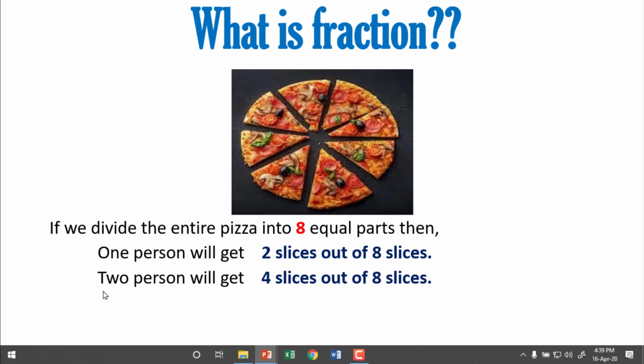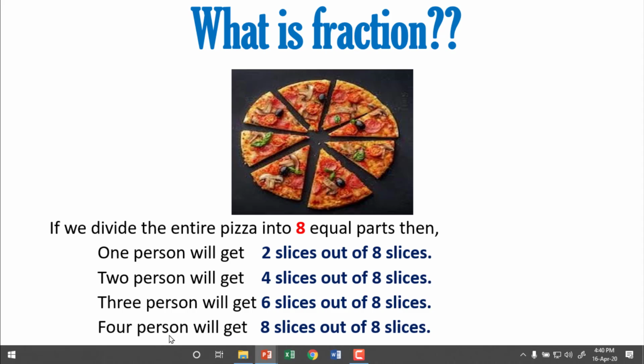In the same way, 2 persons will get 4 slices out of 8 slices. Here 4 slices out of 8 slices is also a fraction. 3 persons will get 6 slices out of 8 slices. So these 6 slices is a part of the whole pizza. That's why you can say that 6 slices out of 8 slices is a fraction. 4 persons will get 8 slices out of 8 slices. So this is also a fraction. So all of this is fraction and these are written in words.